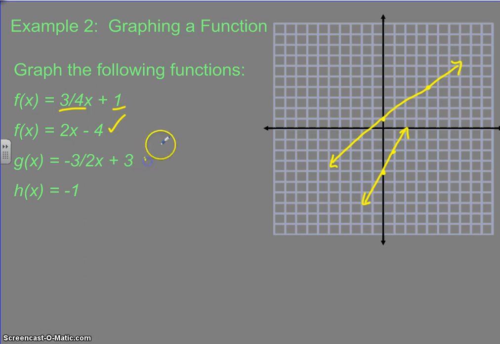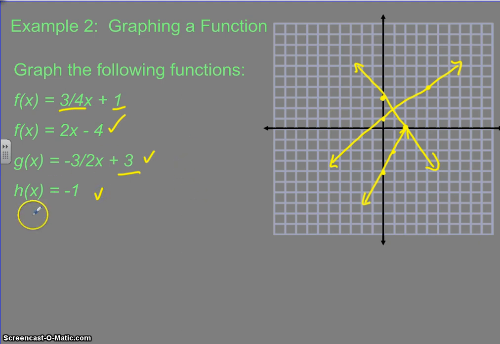Next, we're going to graph this. Y-intercept is 3, slope is negative 3 halves, so I'm going to go up 3. There's my first point. Negative 3 halves, going to go down 3 and over 2. I've got a point here, and I got something that goes just like this. Okay, but straighter.